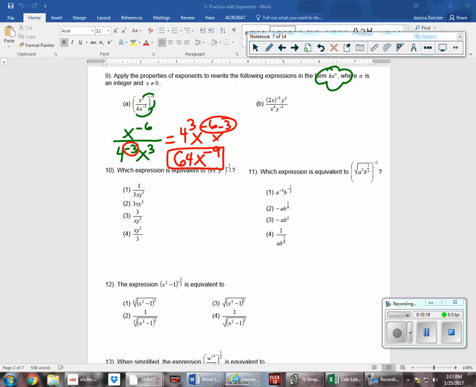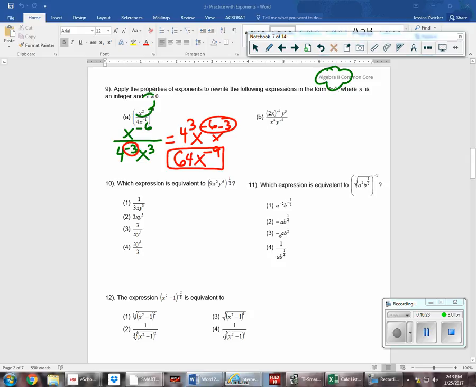Take a look at question number 10. If you are asked which expression is equivalent, a lot of times they could do this on the Regents. What I would do if I was you is rewrite this as 1 over 9x squared y to the 6th, all to the positive 1/2. Now, if you realize that this means just take the square root, that's fine. If you don't realize that, then rewrite it as 9 to the 1/2 x y cubed.